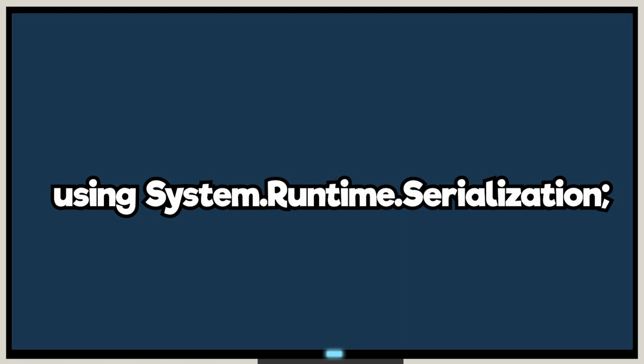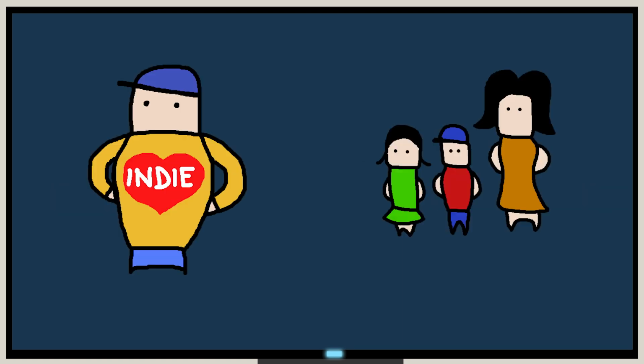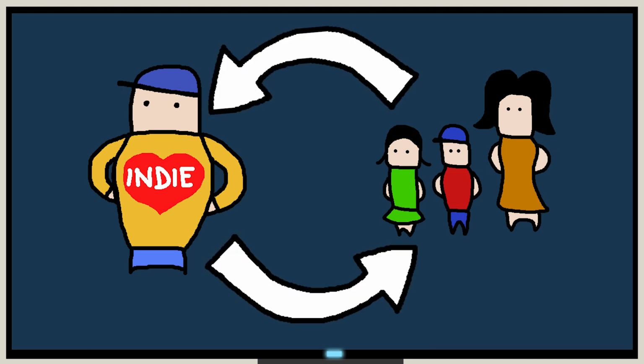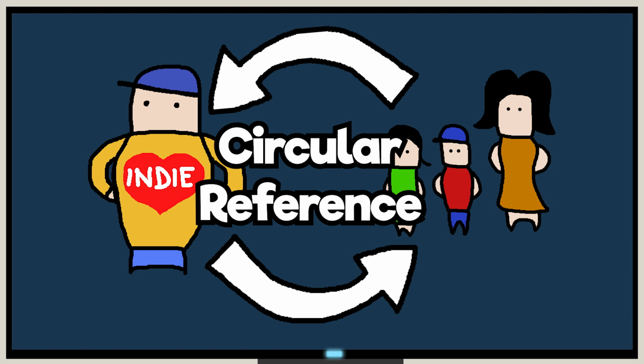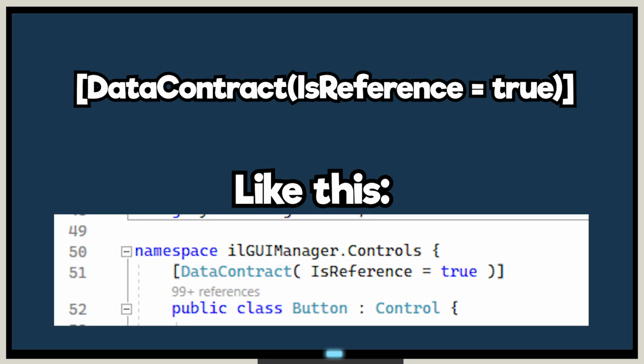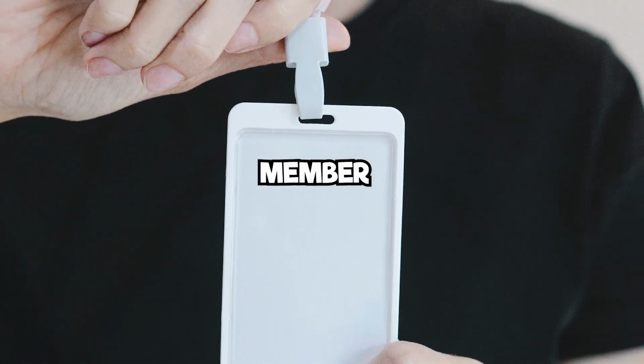First, add this to your class. Second, if you have a class that can be referenced by others and the same class can be referenced by the parent, that will create a circular relationship, like parent and children to parents. In those cases you need to add this line to tell the handler that this can be a reference. Pretty simple. And third, any field that you want to save requires only to announce itself as a data member.